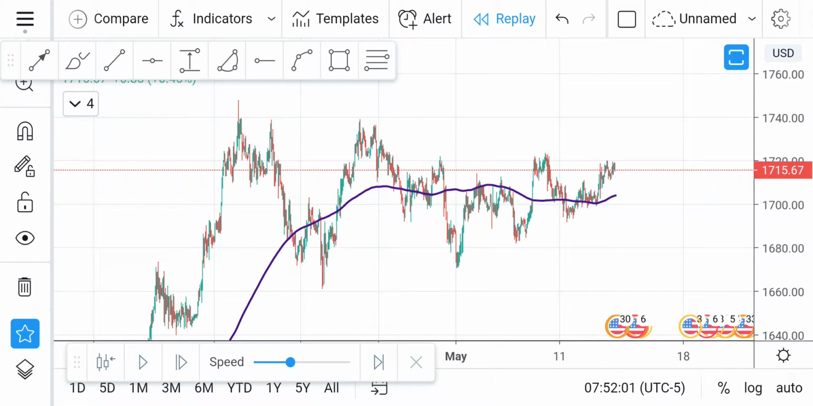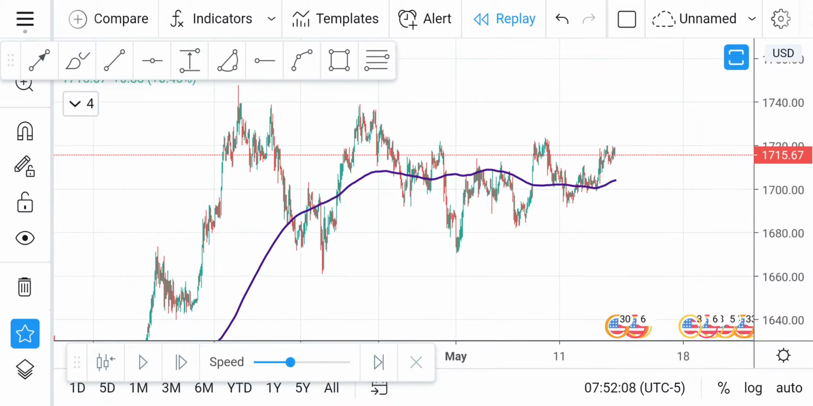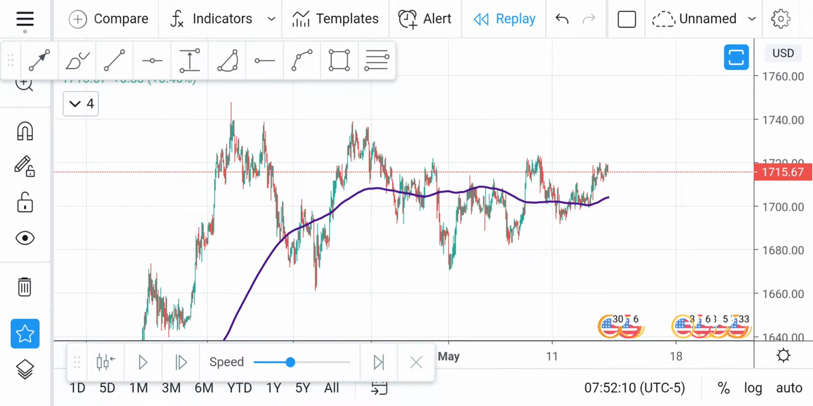To get a ranging market pair, or a consolidating market pair, you go to your currency heat wave app meter and you look for the pairs whose strengths are very close. Maybe the strength of one is 4 and the strength of the other one is like 3.5. So that's going to give you a consolidating pair.